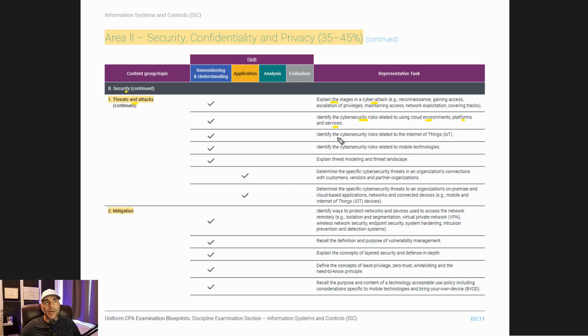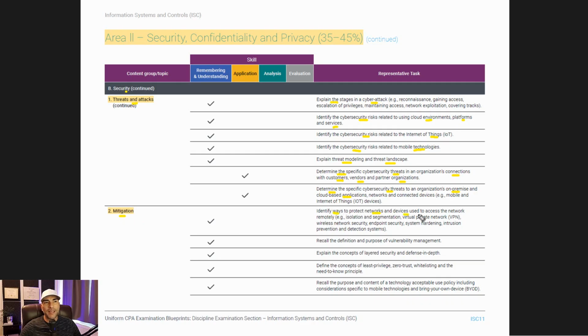You have to be able to identify the cybersecurity risks related to using cloud environments, platforms, and services, to identify the cybersecurity risks related to Internet of Things, identify the cybersecurity risks related to mobile technologies, explain threat modeling and the threat landscape, to be able to determine the specific cybersecurity threats in an organization's connections with customers, vendors, and partner organizations, and to be able to determine the specific cybersecurity threats to an organization's on-premises and cloud-based application networks.